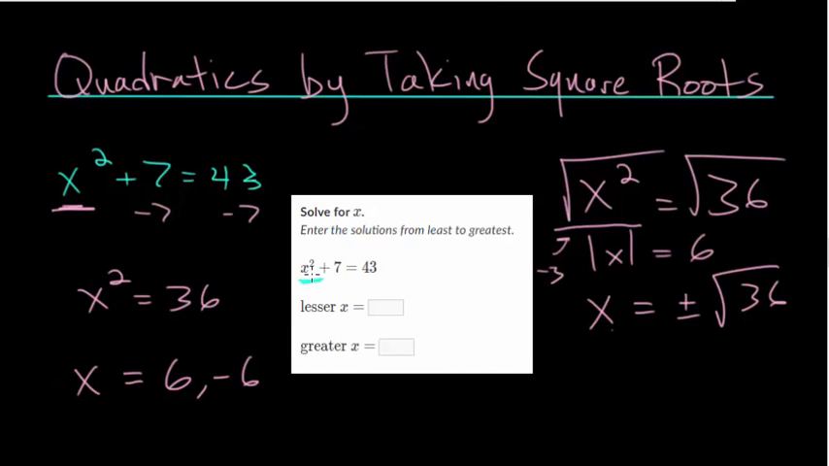So anyways, my main point with this is that when you take a square root, you just need to put plus or minus in front of the square root to account for the fact that there are 2 solutions here. So in this case, the lesser value of x would be minus 6, and the larger one would be positive 6. So let's move on to another one.